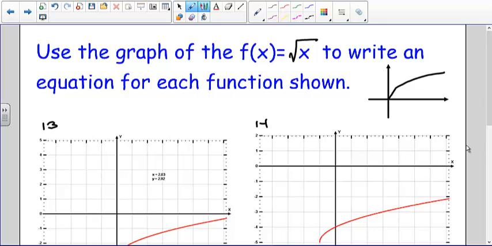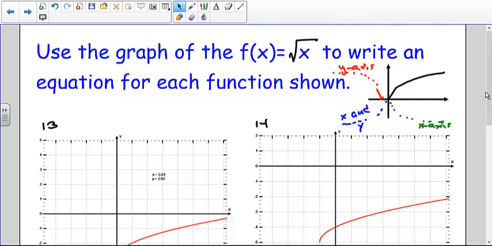So if you have something that looks like this, this is y-axis reflection. If you have something that looks like this, you have x-axis reflection. And if you have something that looks like this, then it's x and y axis reflection. So we'll use that as a guide here.